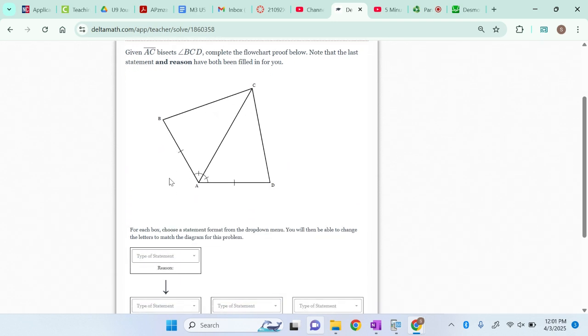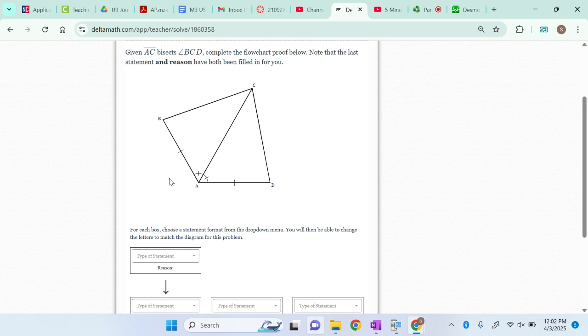So this second one, they actually state that side AC bisects angle BCA. All right, so let's just go ahead and mark that. Or actually, they already did. So this side right here bisects this angle, meaning what? It cuts it in half. So that means this tiny angle is congruent to this tiny angle.